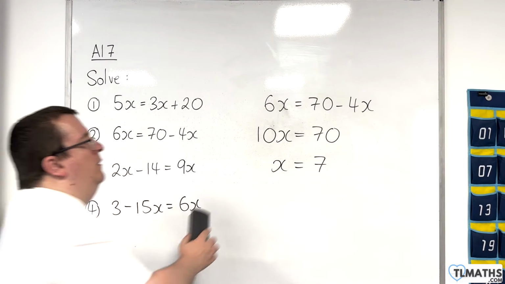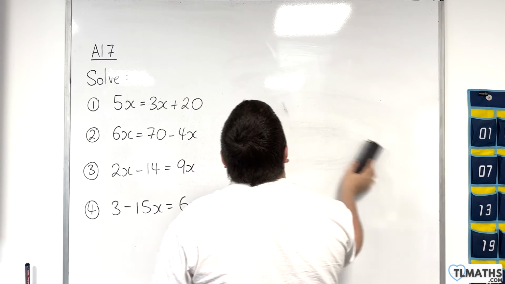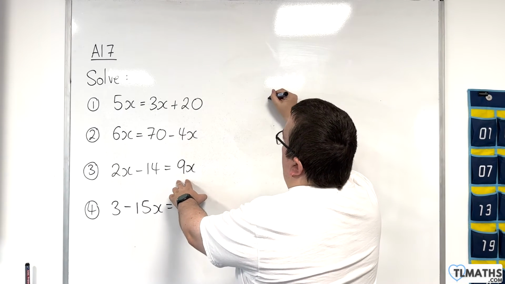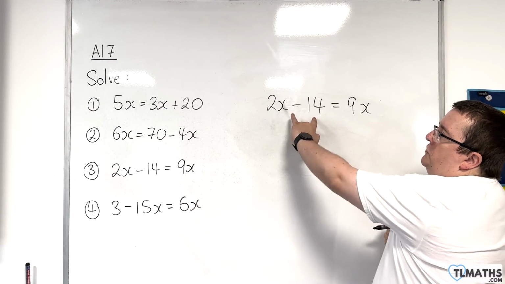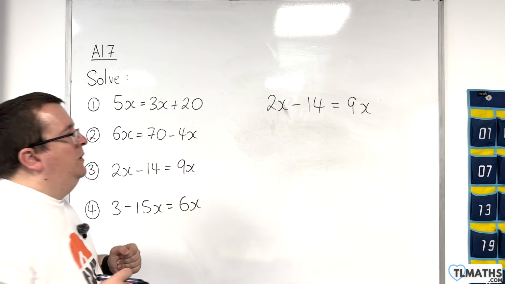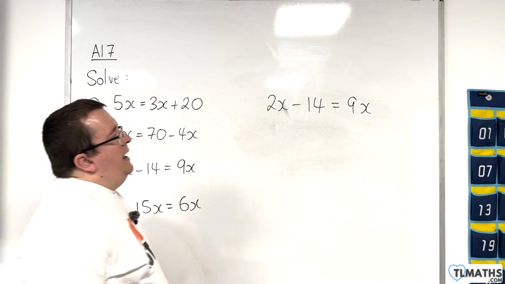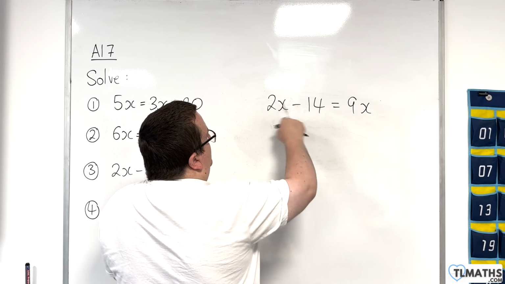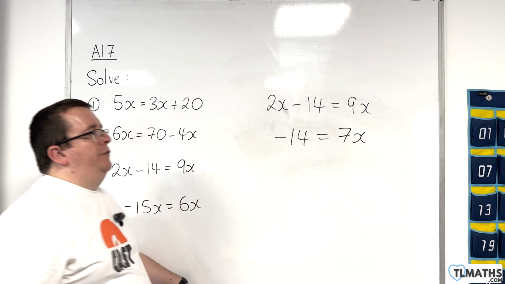Okay, so I'm trying to get the x's by themselves on one side of that equation. So let's take a look at number 3. We have 2x take away 14 is equal to 9x. So the two terms this time are on the left-hand side. No problem, no worry about that. And I've got x by itself, this 9x on the right-hand side. So if I were to subtract 2x from both sides, then it would get rid of it from this side, and then I would just have x's on the right-hand side.